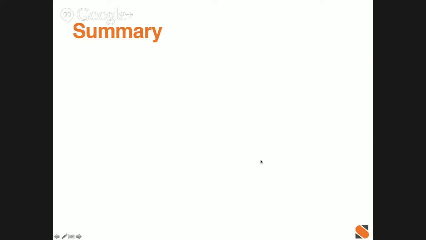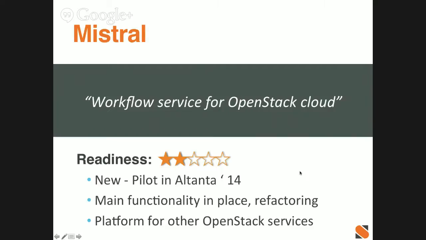Status. So Mistral is new. It was introduced in Hong Kong. The pilot was done by Atlanta. All the main functionality is in place. The Mistral team is now refactoring some of that, but it's pretty good, solid functionality. StackStorm is contributing to Mistral. We know from our experience that a workflow service is a key component to any holistic automation solution. That's why we're here.